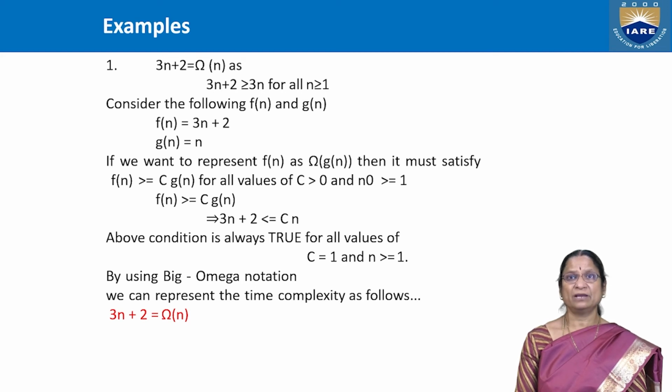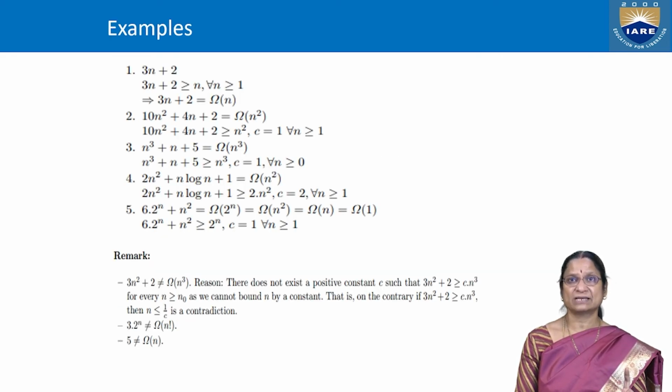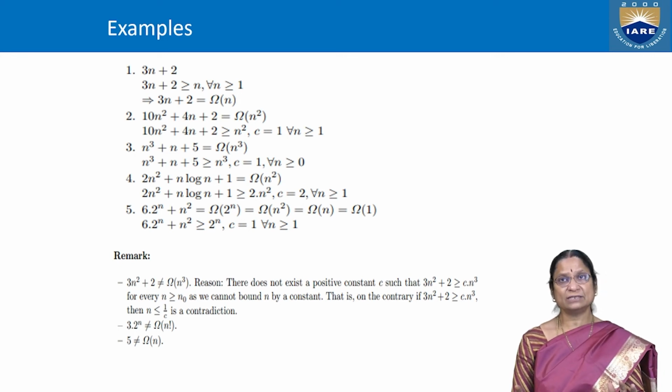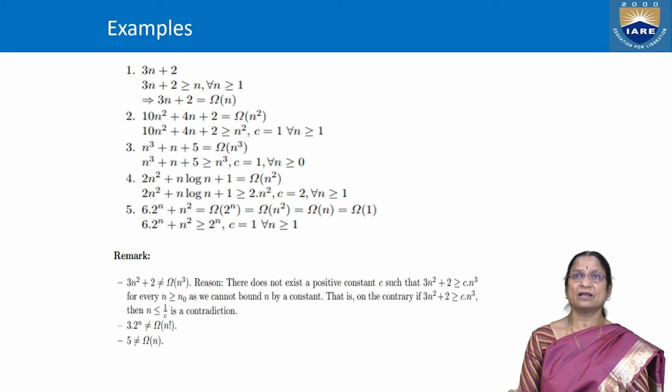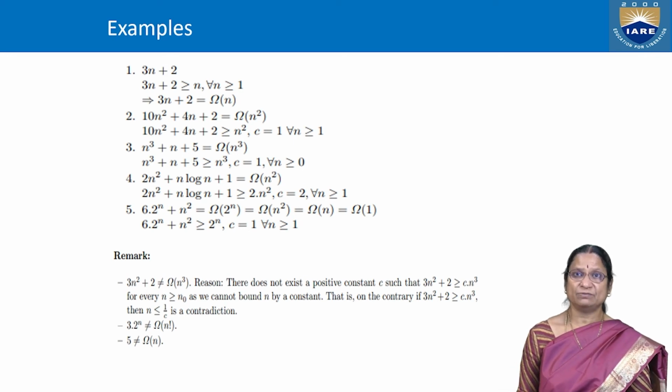By using big omega notation, we can represent time complexities the same way we represent big O. But the difference is that big O is considered an upper bound, whereas here we consider a lower bound. Various examples: 3n plus 2 is omega of n, 10n square is omega of n square, n cube plus n plus 5 is omega of n cube. Please observe in all these cases, as with the justification in big O notation, the higher order term is considered and lower order terms are ignored, and the coefficient of the higher order term is also ignored when it is represented.